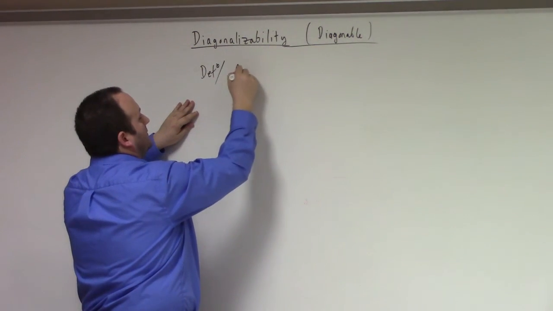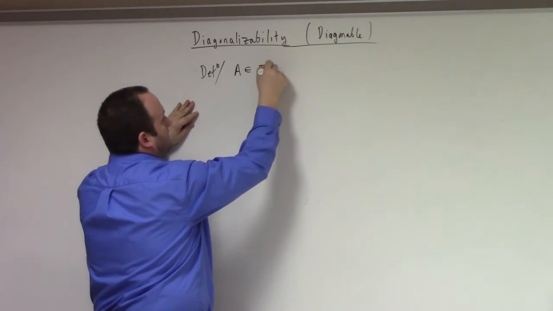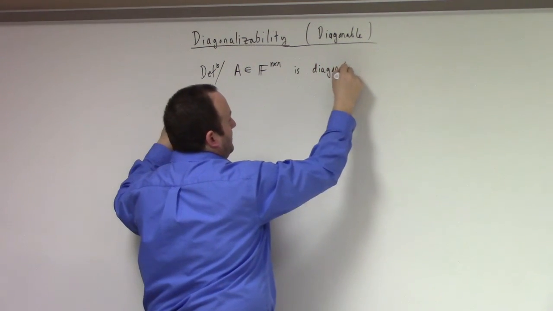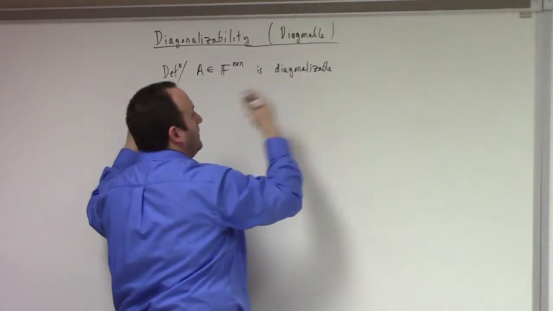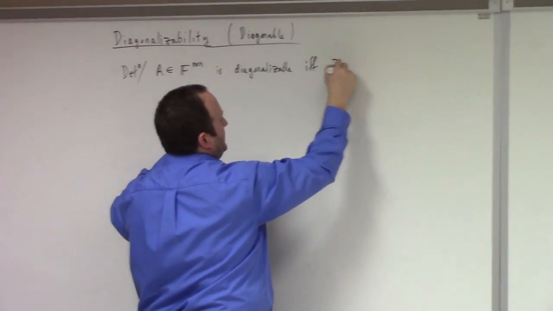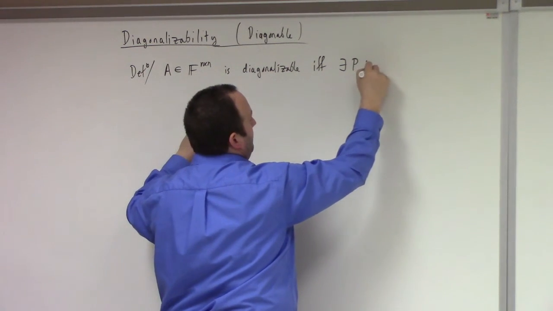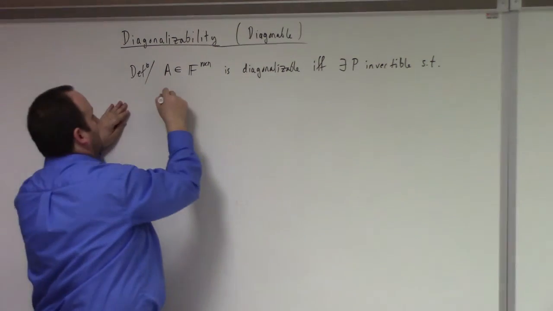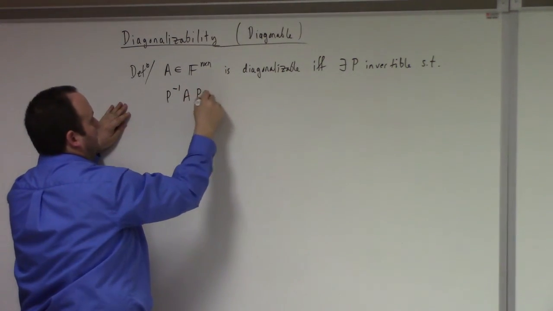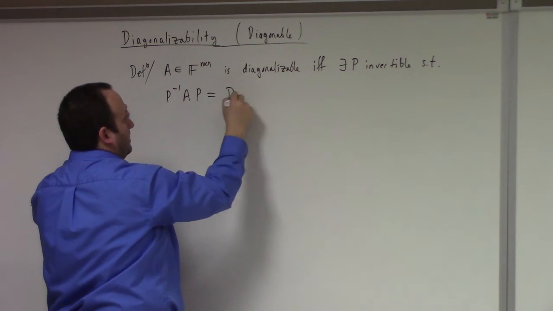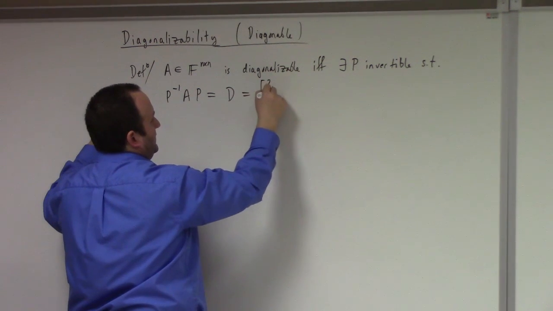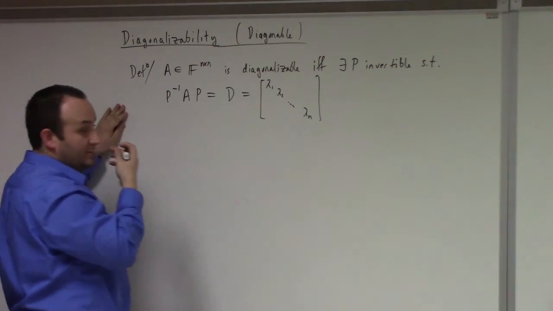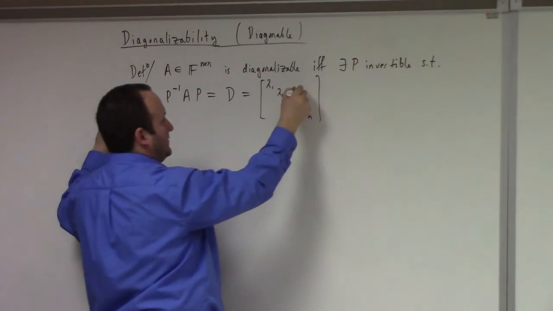A in F^(n by n) is diagonalizable if and only if there exists P invertible such that what? P inverse A P is equal to a diagonal matrix, and I usually use lambda 1, lambda 2, lambda n on the diagonal. So it's 0 off the diagonal, okay?